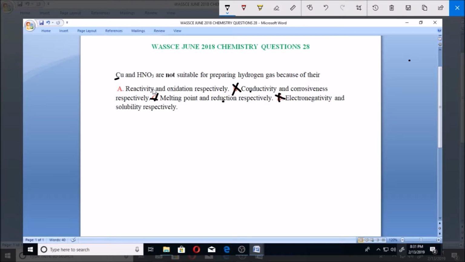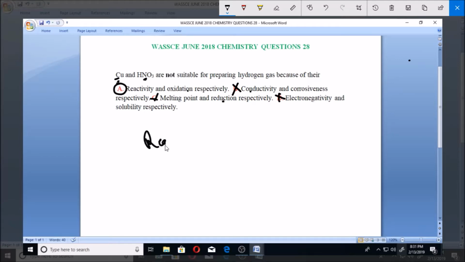But reactivity and oxidation respectively. Copper, Cu: is it reactive enough for hydrogen gas to be produced using it? So it has to be a factor to be considered. Then oxidation is also important. HNO3 is an oxidizing agent. So can you actually use it to produce hydrogen gas without it oxidizing the hydrogen into water? So oxidation is a factor. With that, A is very likely the answer.